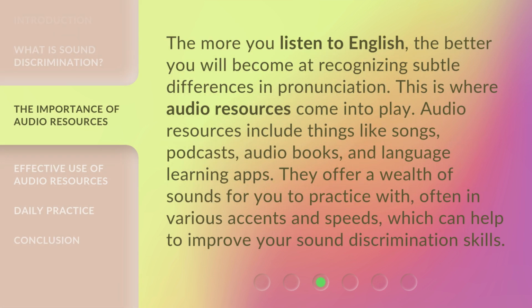The more you listen to English, the better you will become at recognizing subtle differences in pronunciation. This is where audio resources come into play. Audio resources include things like songs, podcasts, audiobooks, and language learning apps. They offer a wealth of sounds for you to practice with, often in various accents and speeds, which can help to improve your sound discrimination skills.